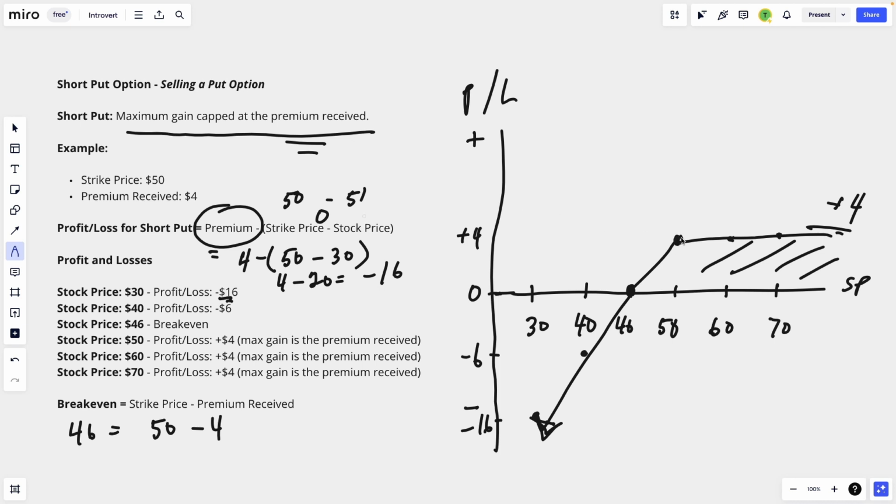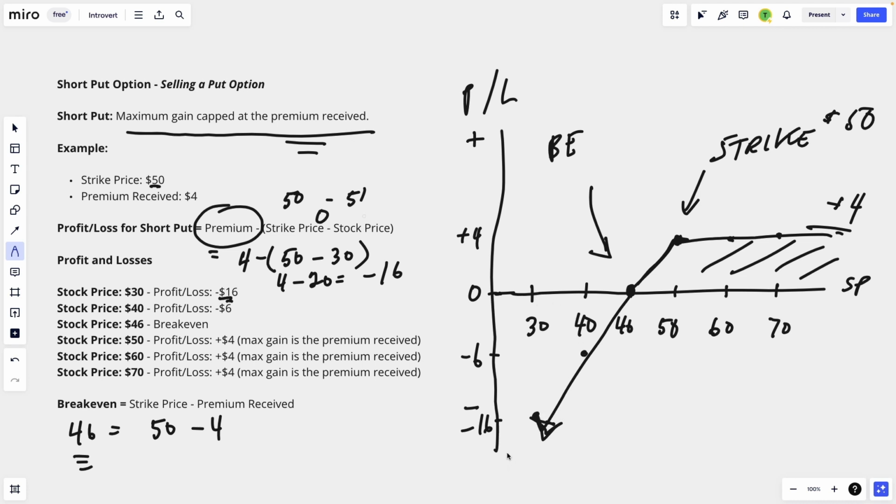And we can see here right at the hockey stick where it bends, that is our strike price, right? So the hockey stick bends right at the strike of 50. And that's our strike price of 50. And it's going to intersect, and remember, that's going to be our break even. And our break even was there at $46. And then as the stock price drops, we lose. So at $40, we're down $6. At 30, we're down 16 and we're losing.